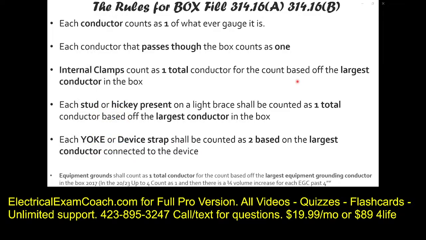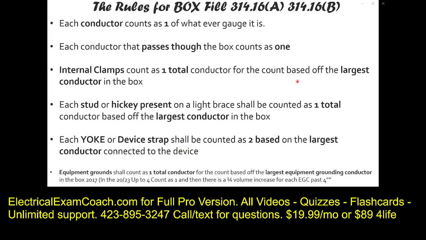Now let's deal with equipment grounding conductors. Let's deal with the 2017 first. If you are on the 2017 code, this is how you deal with equipment grounding conductors in the box. It's only counted as 1 total, based off the largest conductor in the box. Meaning it doesn't matter if you have 10 equipment grounding conductors, they all only count as 1 for your total, and it's based off the largest conductor that's in the box. So if I have 10s and 12s, it's only going to count as one number 10.